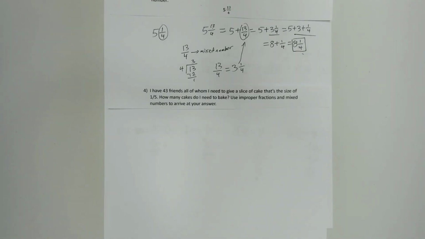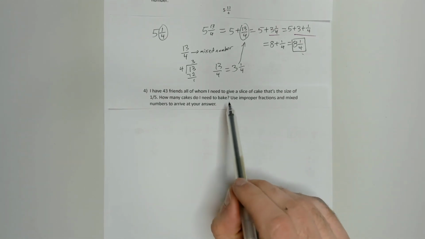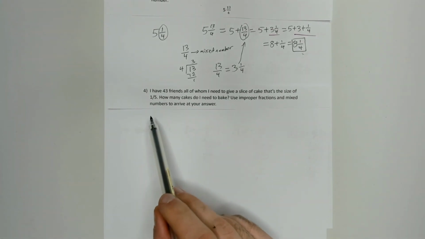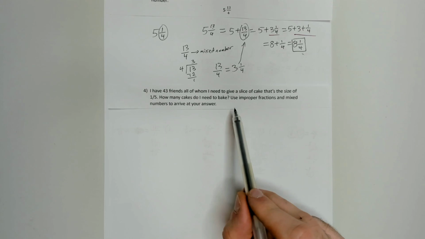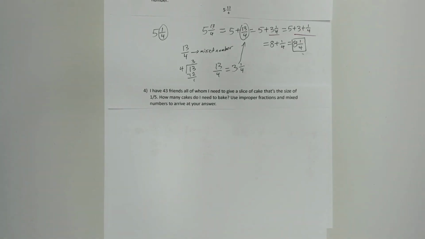Alright, so this says, I have 43 friends, all of whom I need to give a slice of cake that's the size of a fifth. How many cakes do I need to bake? Use improper fractions and mixed numbers to arrive at your answer.